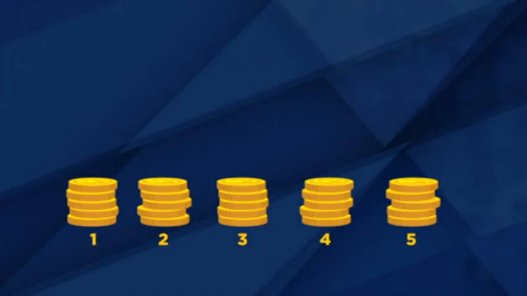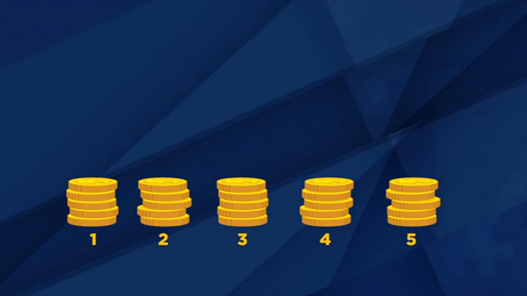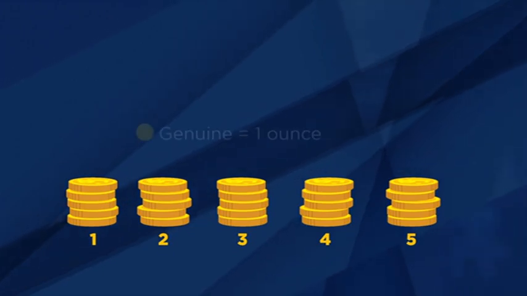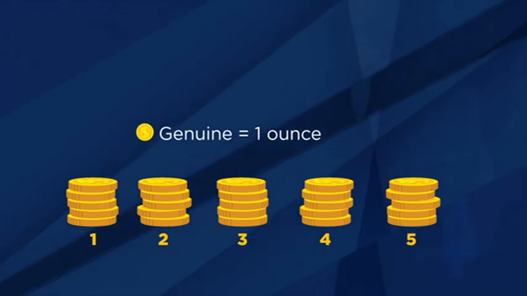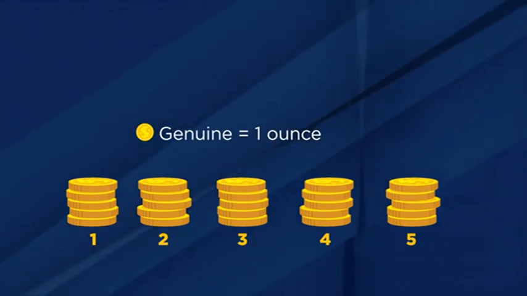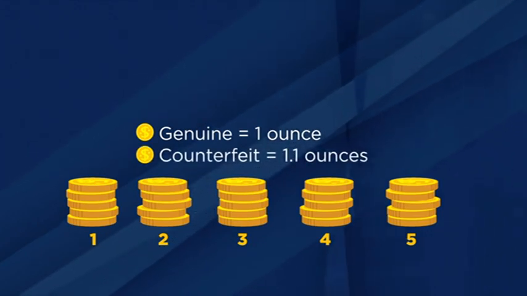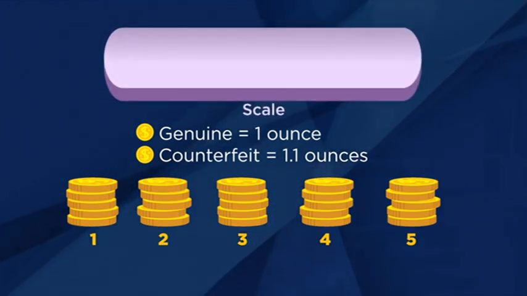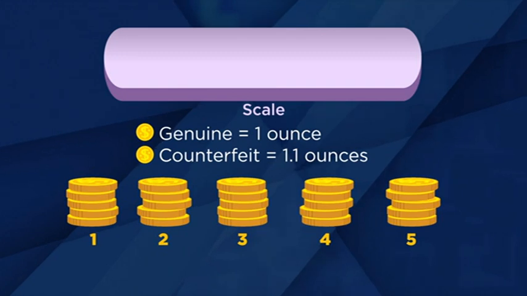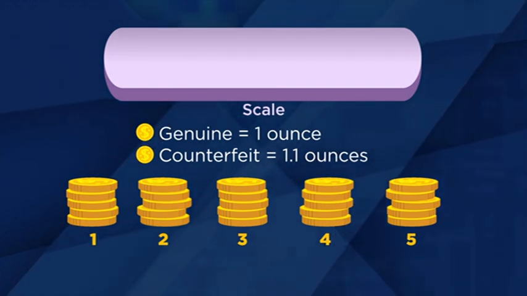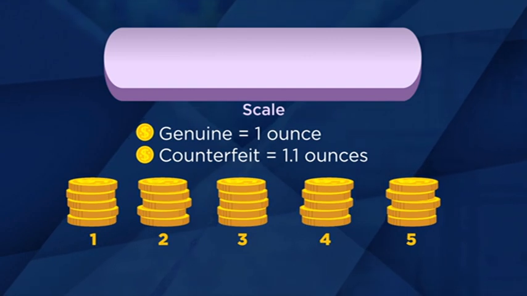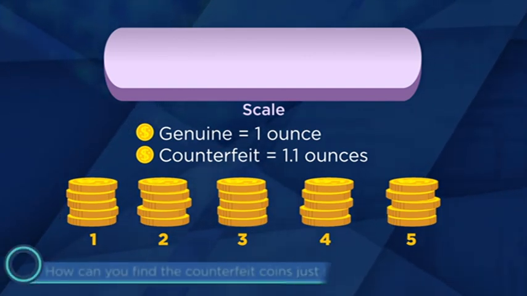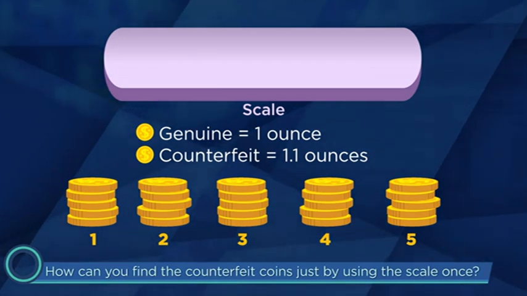Let's say you have 5 stacks of 5 identical-looking coins. 4 of the stacks consist entirely of genuine coins, each of which weighs 1 ounce. The other stack consists entirely of counterfeit coins, each of which weighs 1.1 ounces. You're given a scale that will tell you the weight of any object placed upon it. You're allowed to use the scale just once, after which you must identify the stack with the counterfeit coins. Of course, we'll assume that you're not sensitive enough to detect the difference in weight just by holding the coins in your hands. So there's your challenge. How can you find the counterfeit coins just by using the scale once?